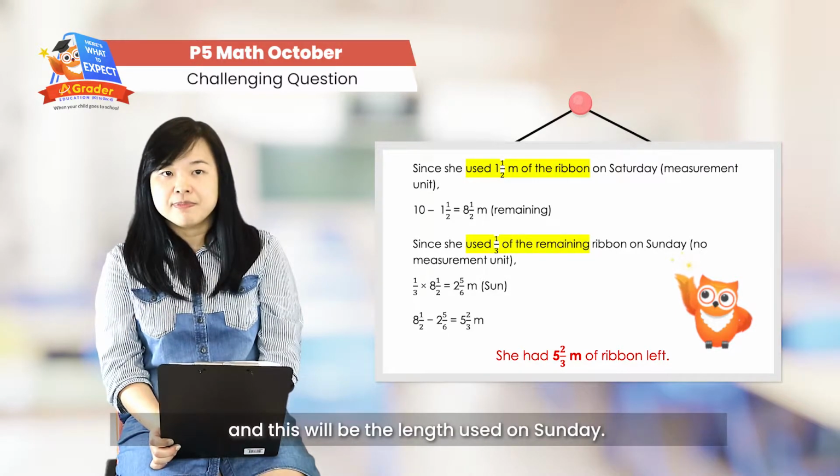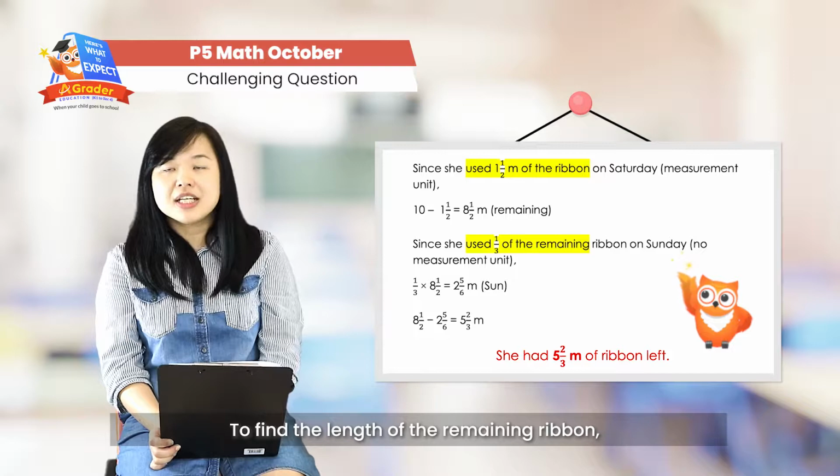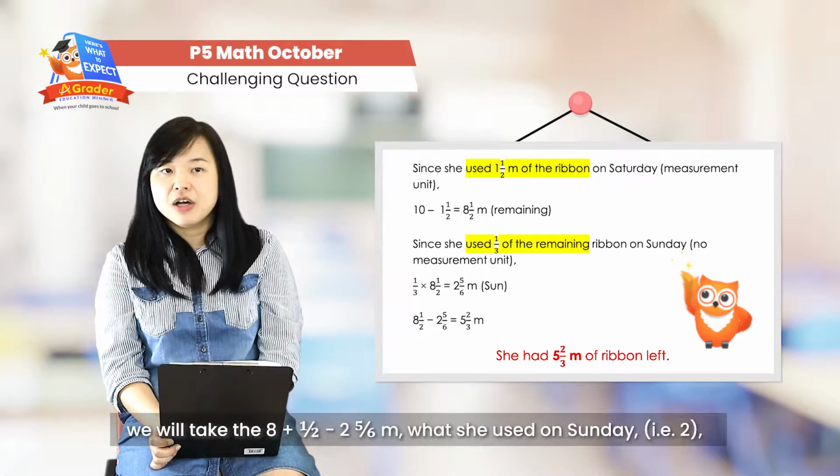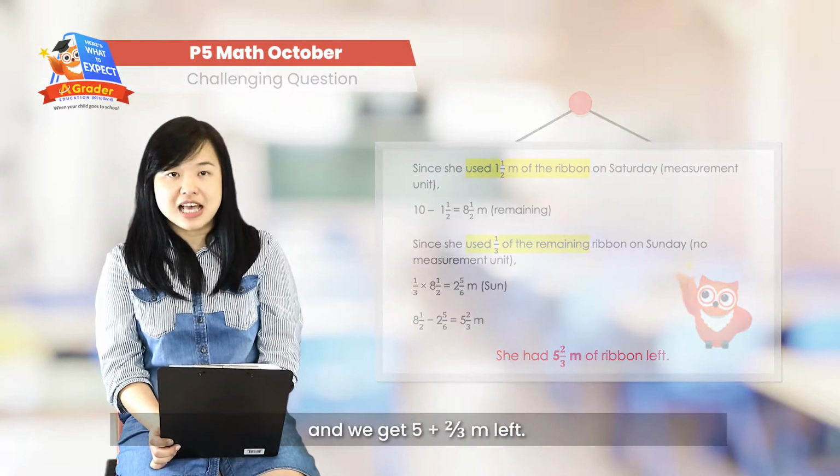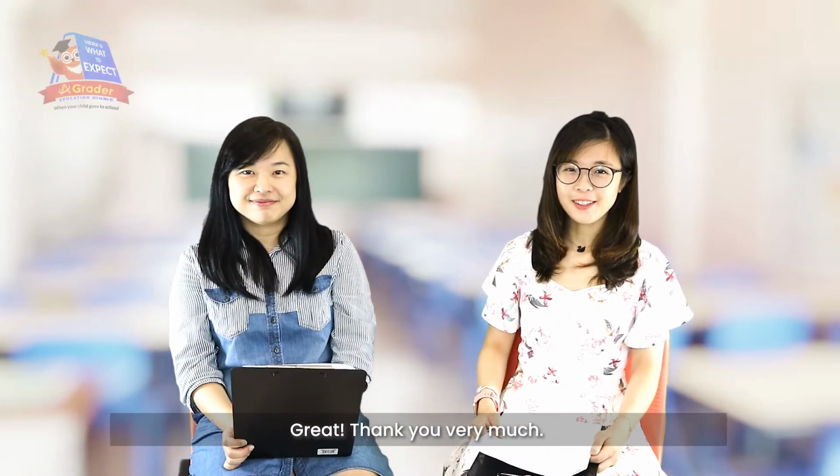and this will be the length used on Sunday. Then to find the length of the ribbon that she had left, we will take the remaining, which is 8.5, minus what she used on Sunday, and we get 5 2/3 meters left. Okay, great. Thank you very much.